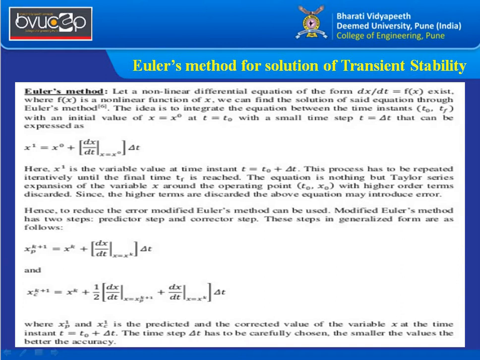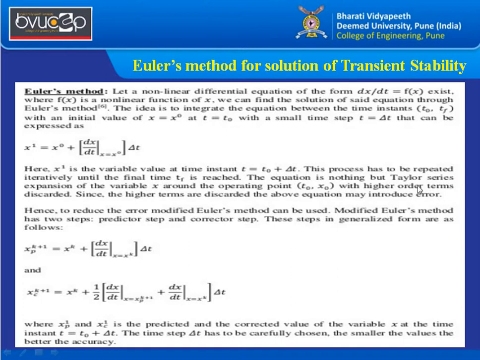Let us consider a non-linear differential function dx by dt equal to f(x), and we can say that Euler's method is applied to this between the time instants t0 and tf. So the first iteration can be calculated. You can see here x1 will be equal to x0 plus the derivative dx by dt multiplied by delta t. So x1 is the variable at t equal to t0 plus delta t. This process is repeated until the final time tf is reached. So we can divide into various points, and those points can be calculated.